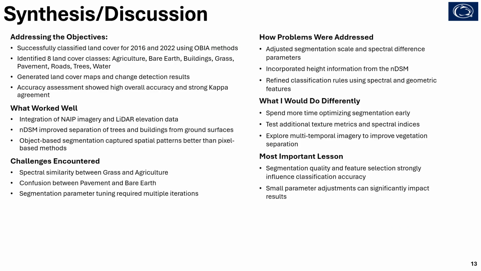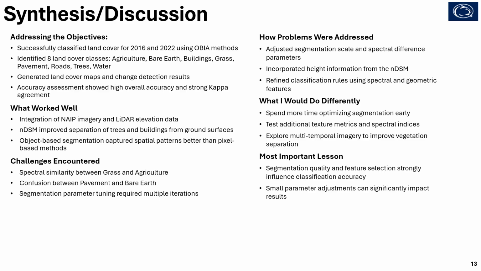The results of this project directly address the original objective of mapping and analyzing land cover changes between 2016 and 2022 using object-based image analysis with NAIP imagery and LiDAR-derived elevation data. The classification successfully identified major land cover classes, including agriculture, grass, trees, pavements, roads, buildings, bare earth, and water. By comparing the classified maps between the 2 years, I was able to quantify changes in land cover distribution and evaluate how the landscape evolved over the 6-year period.